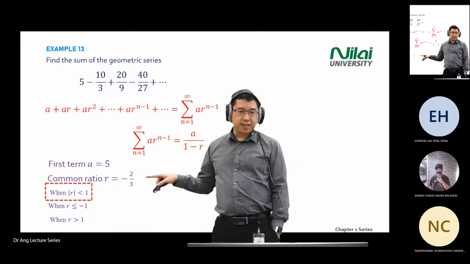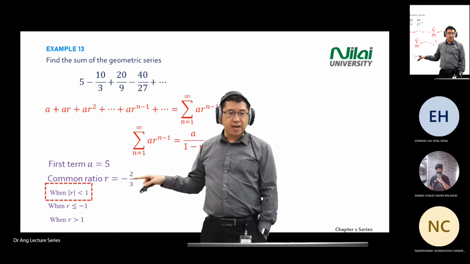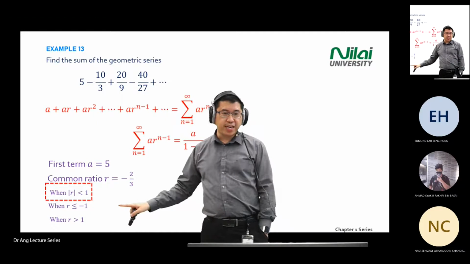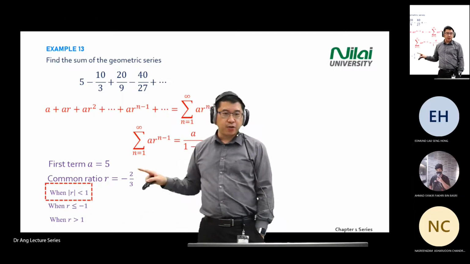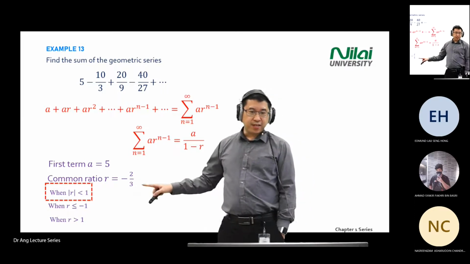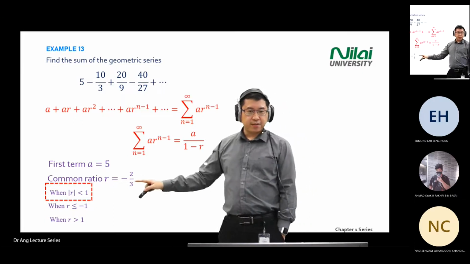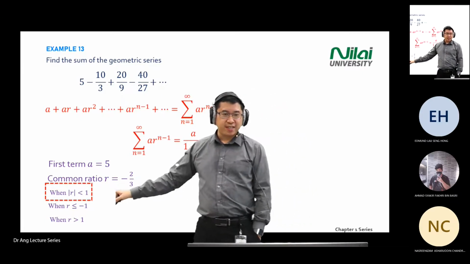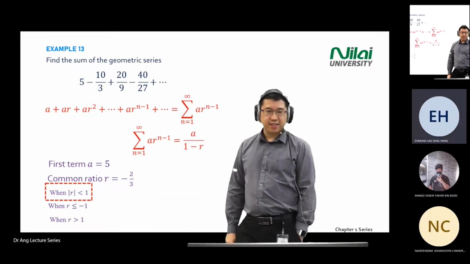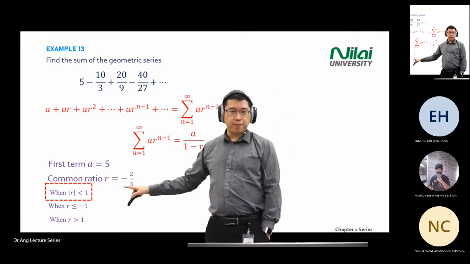So you look at this one. You look at the R that you find from this data. The R is negative 2 over 3. Negative 2 over 3, there are 3 sets of data to compare. Your R is less than 1, correct? This one, negative 2 over 3. Edmund, you understand why for this one you can use the first criteria? Do you understand? Yes, sir. Okay, good.